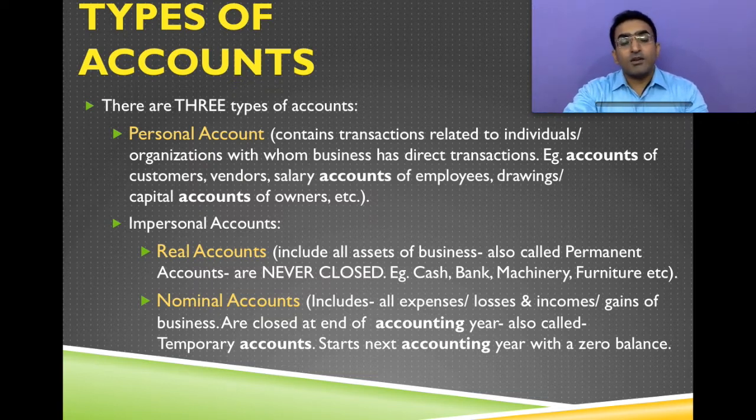The third is nominal account. These are expenses, incomes, losses and gains. They are closed down every year. They are temporary nature accounts. Every single year you have to create a new account for them. Clear? That means for every financial year, you have to have a zero balance to start with these.